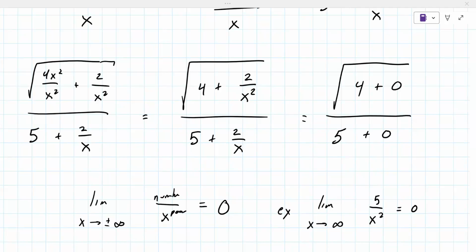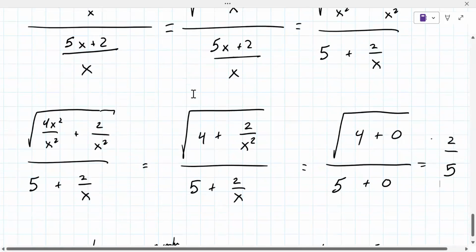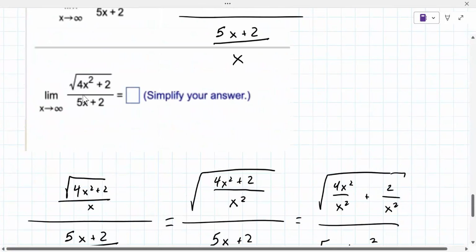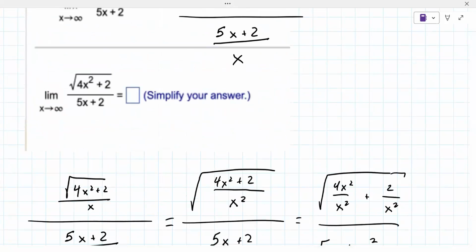So it becomes the square root of 4, which is 2. I'm sorry, it becomes 2 over 5, and the square root of 4 over 25, right? Oh, the 2/5, not the square root of 2. Yes, it becomes 2 over 5, 2/5. If you look back at the original, maybe you could see that.